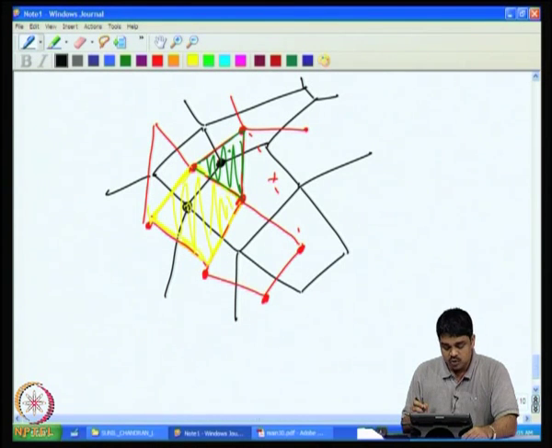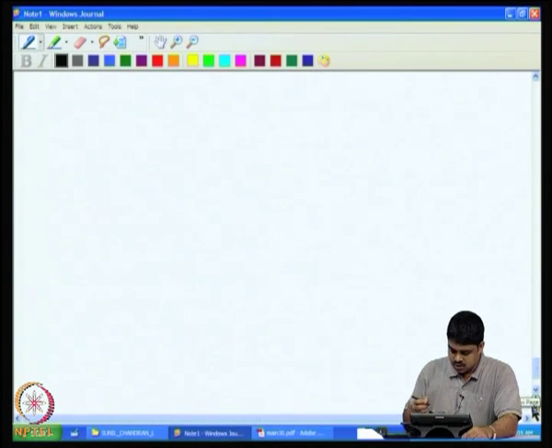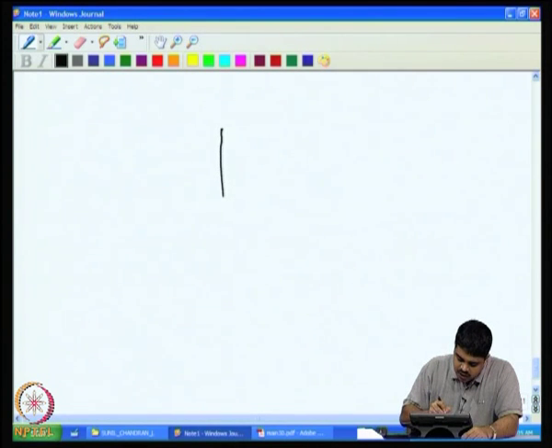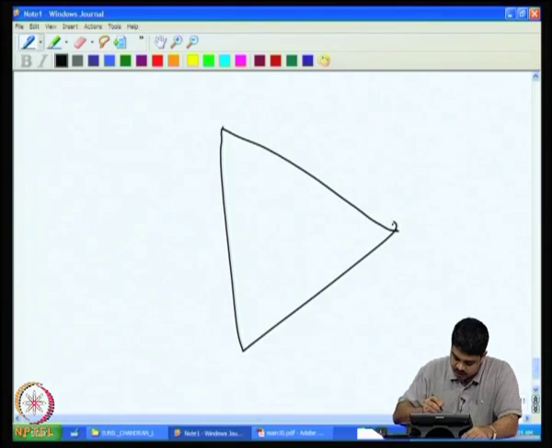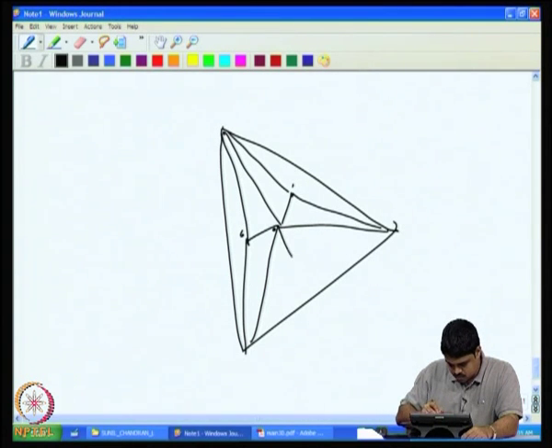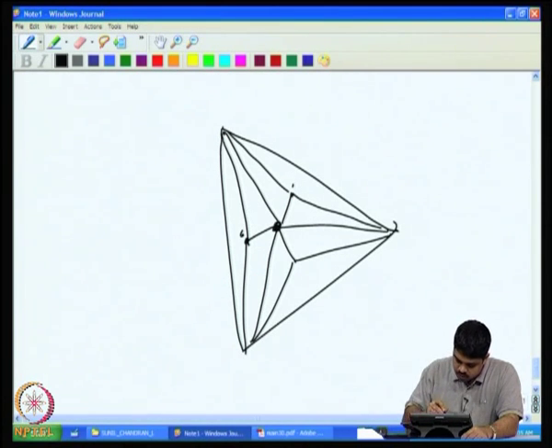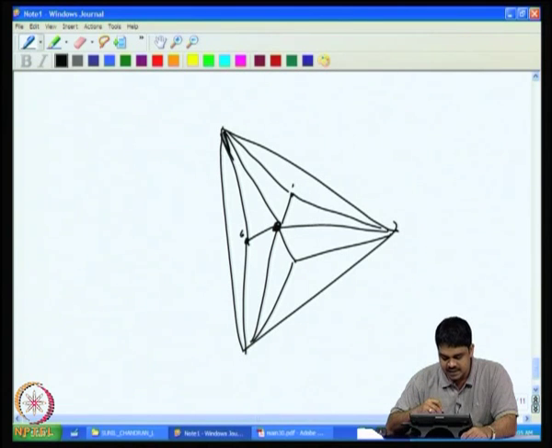Then what can I tell about the dual? What is good about the dual? The good thing about the dual is that it's a cubic graph. Why is it a cubic graph? Because in our original graph we have a triangulation. Our picture will be something like this. It will be a triangulation because we made it maximal. We just added as many edges as possible.